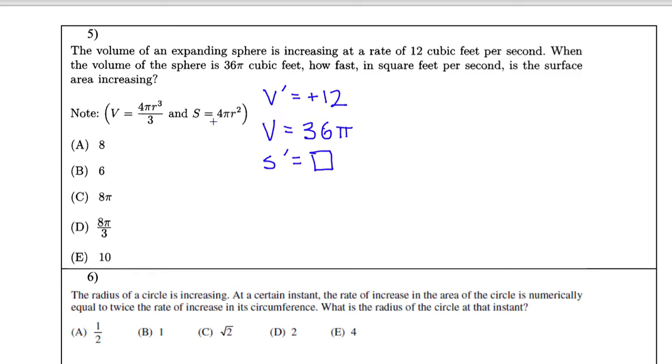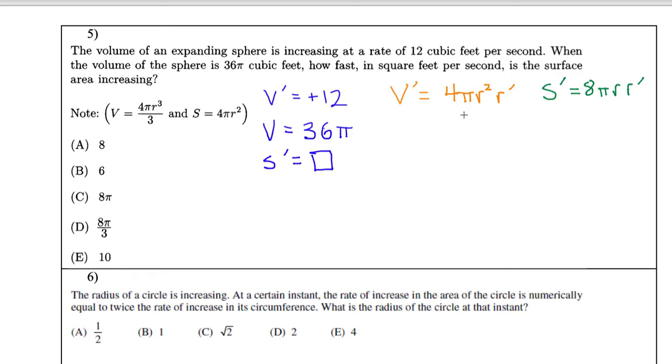And it tells us our formulas here. If I have V prime and S prime, I'm going to be taking the derivatives. So really quickly, if I take V prime, the derivative of V, the 3 is going to come down in front, and the 3 and 3 are going to cancel out on the top and bottom. So I'm left with just 4 pi r squared, and don't forget your dinner, r prime. And finding the derivative of surface area, S prime is equal to 8 pi r r prime. And perfect, so we have the derivatives.